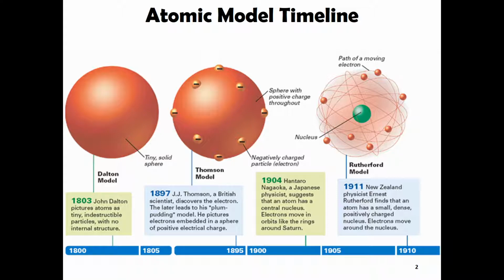We're not going to worry about Hantaro Nagaoka. I have no clue how to pronounce his name. He did theorize about the nucleus and that electrons orbited. But it wasn't until 1911 that Ernest Rutherford actually found that the atom had a nucleus, a very small, dense, positively charged center. And then also theorized that electrons moved around the nucleus.